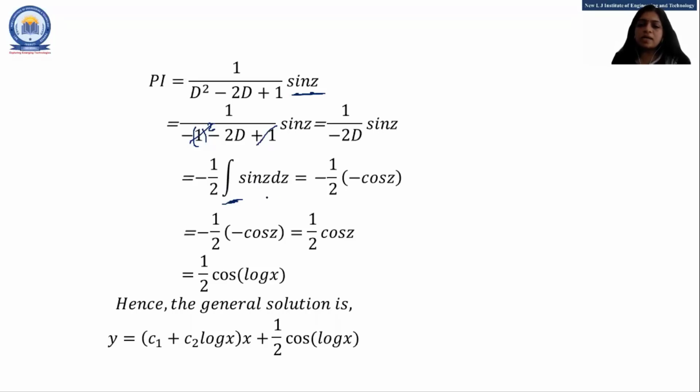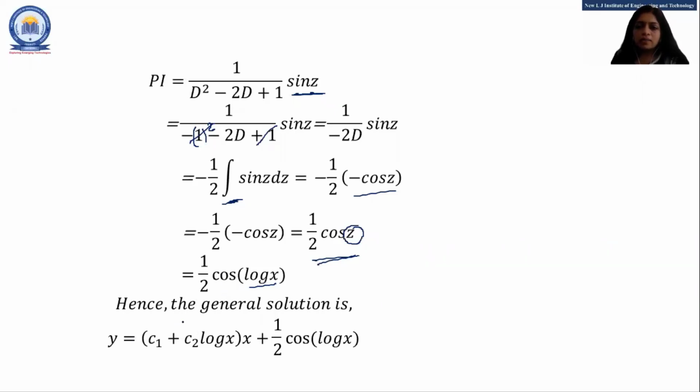So integration of sin z is what, students? Minus cos z. So minus minus plus. So this is just 1/2 cos z. And as you know, if I want to convert this z in the form of x, then z is equal to log x. So this is my PI, 1/2 cos log x.